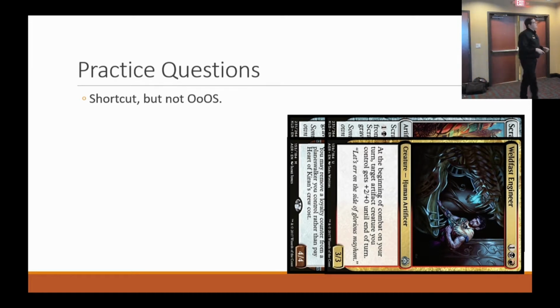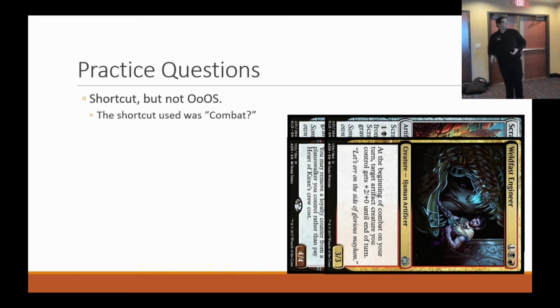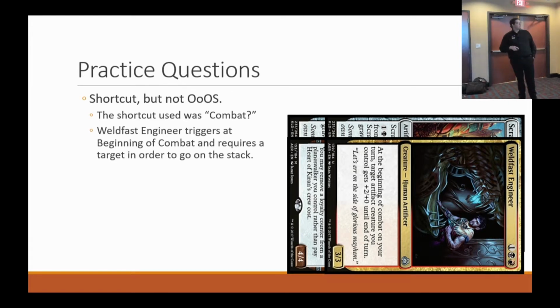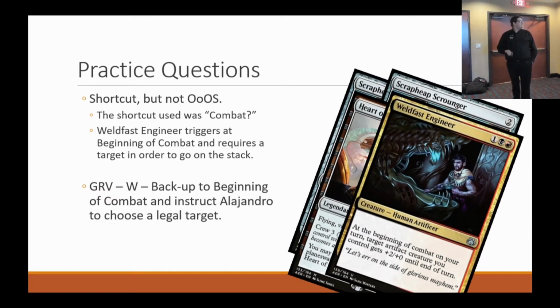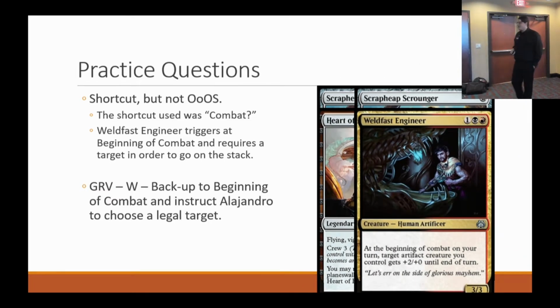So the shortcut was used, but technically it's not out-of-order sequencing because it was an illegal action. The shortcut that was proposed was combat. All they were saying is, I pass priority until we get to beginning of combat. So Weldfast Engineer triggers at beginning of combat and requires a legal target in order to go onto the stack. So we would give a GRV, we'd do a warning, we'd back up to the beginning of combat, and instruct Alejandro to choose a legal target this time.